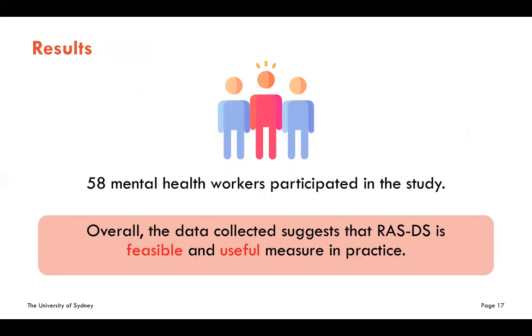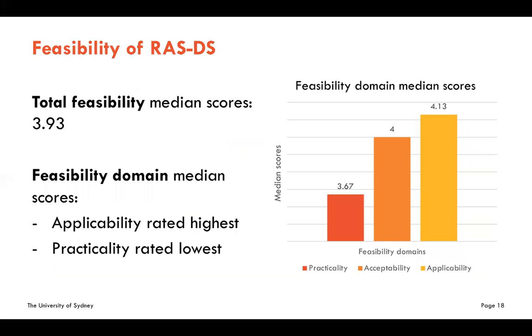So overall, 58 mental health workers participated in our study. Participants were mostly based in Australia and worked in community settings with adult clients. Overall, the data we collected suggests that RAS-DS is a feasible and useful measure in practice. Let's first have a look at the participant ratings of feasibility. The median of the total feasibility score is 3.93 over 5, which would indicate a feasible measure.